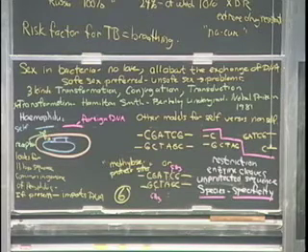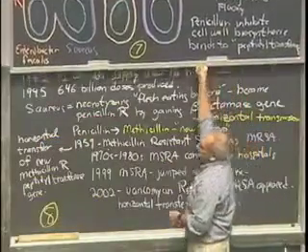I'll move on now to conjugation, another form of bacterial sex. This was discovered. Whoops, where is conjugation?